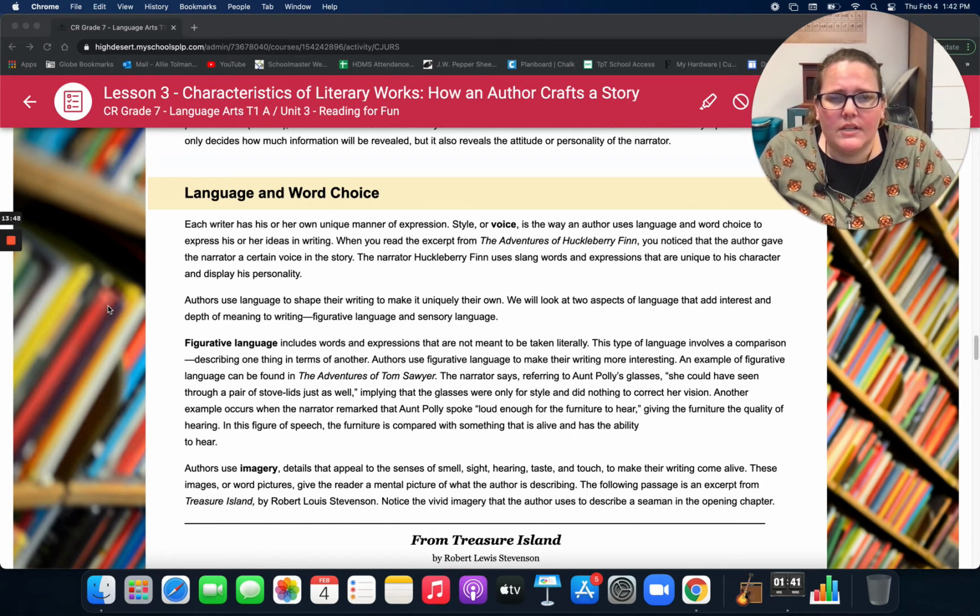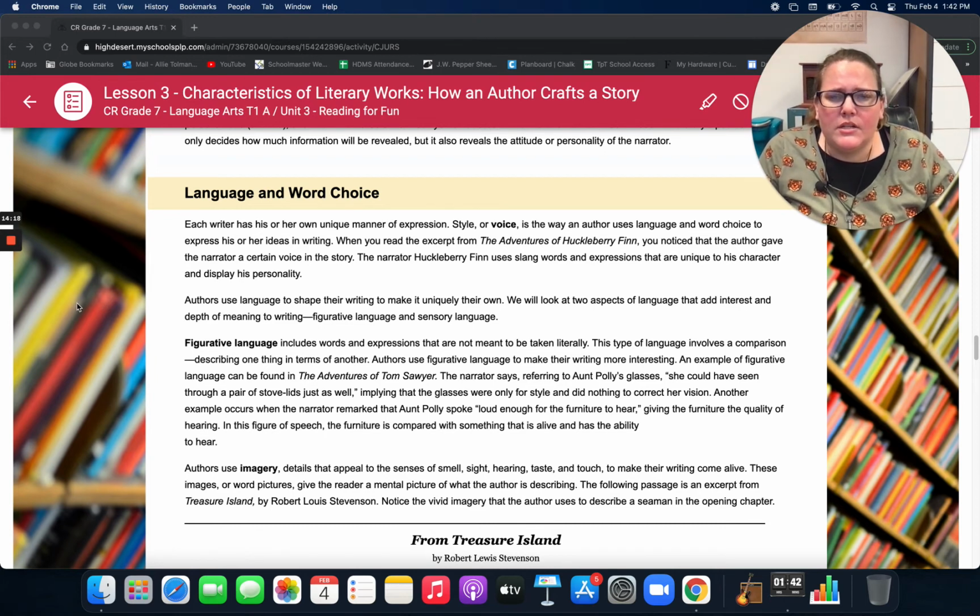The narrator says, referring to Aunt Polly's glasses, she could have seen through a pair of stove lids just as well, implying that the glasses were only for style and did nothing to correct her vision. Another example occurs when the narrator remarked that Aunt Polly spoke loud enough for the furniture to hear, giving the furniture the quality of hearing. In this figure of speech, the furniture is compared with something that is alive and has the ability to hear.